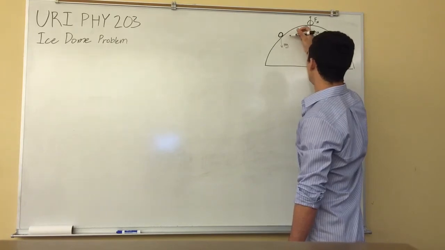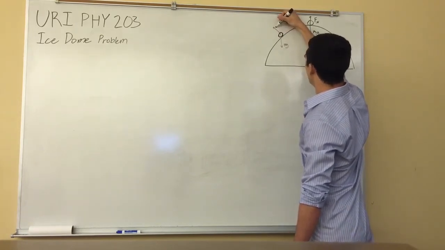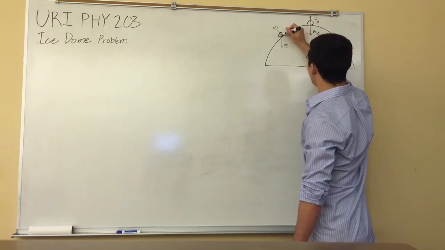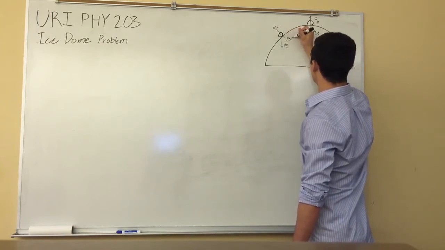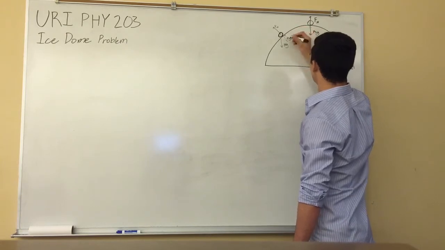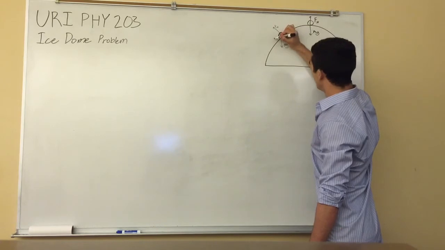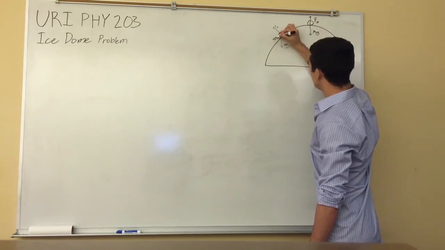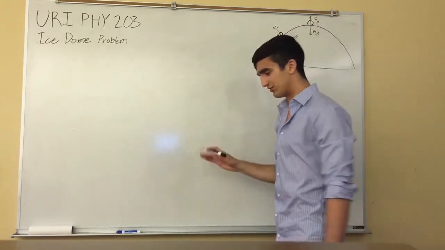We have mg down, and the normal force is perpendicular to the body it's on. And then you've got 2 components coming off of mg. You have mg cosine theta, coming down perpendicular, and another component coming down parallel, and that there is mg sine theta. All right, we're going to need to know those, so pay close attention to that.